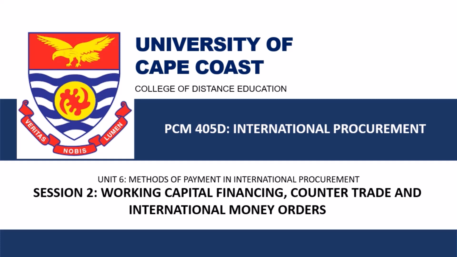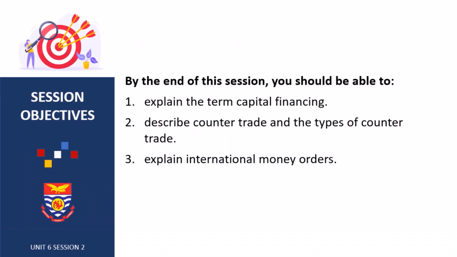Welcome to section 2 of unit 6 of international procurement. Today we'll be looking at working capital financing, counter trade and international money. By the end of this section, you should be able to explain the term capital financing, describe counter trade and the type of counter trade, and explain international money orders.